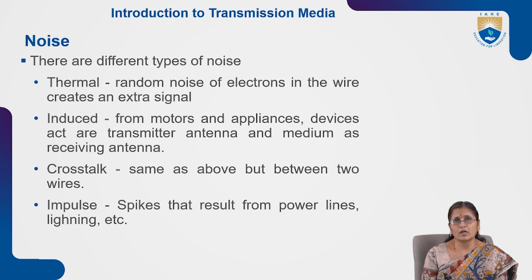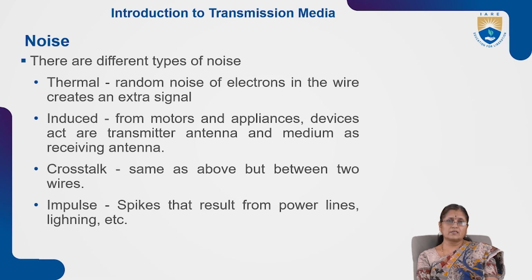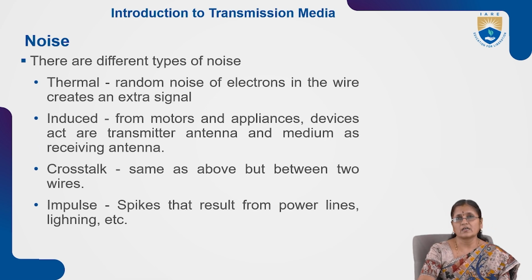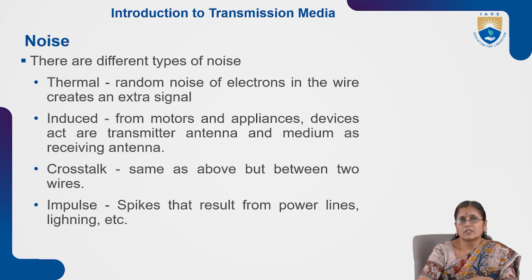First one is the thermal noise. This thermal noise is a random noise of electrons in the wire that creates an extra signal. Thermal means heat. Because of the heat or radiation, this is a random noise which is generated because of the electrons in the wire. So an extra signal is created, and hence there is a disturbance in the signal.